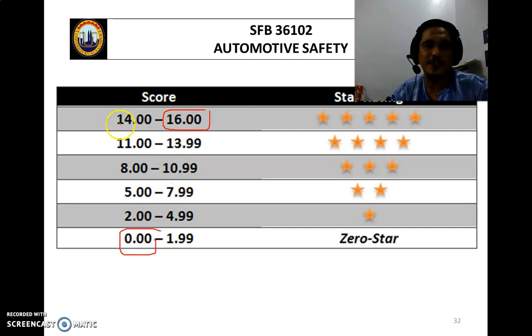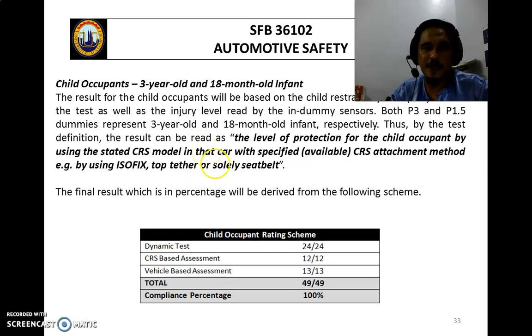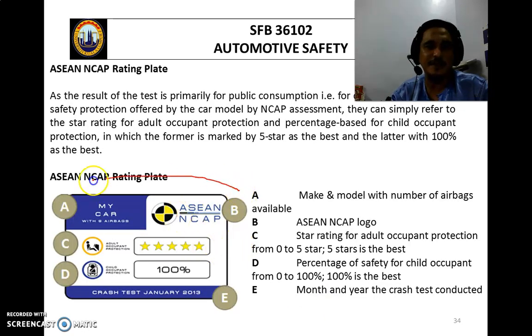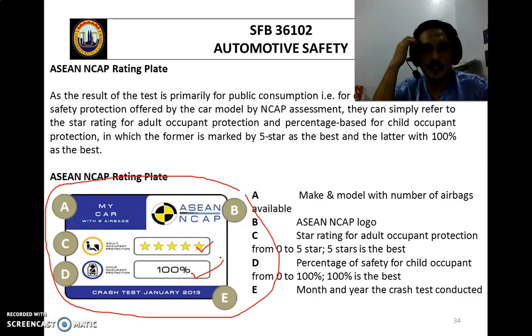This is the range for the number of stars. A score between 14 and 16 is considered a 5-star rating. 4-star is 11 to 13.99, 8 to 10.99 is 3-star, and 5 to 7.99 is 2-star. This is for the child rating. The child restraint system consists of 49 categories, 49 inspection processes for 49 elements, so the score is 100%. The NCAP template shows the car, the child restraint system, and either a 5-star rating or how many percent for the child restraint system.